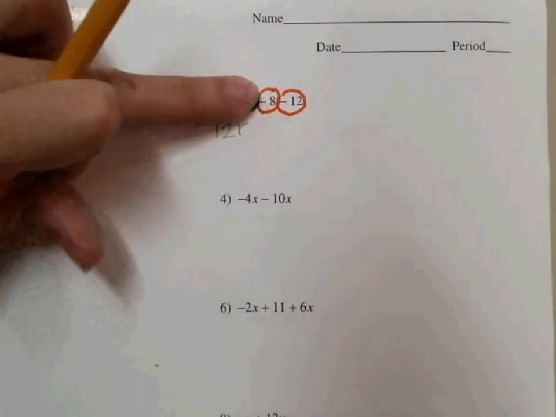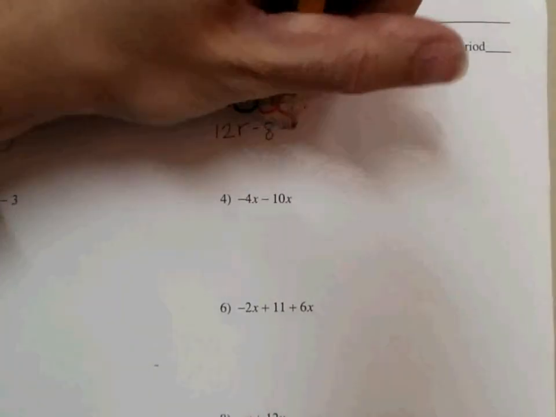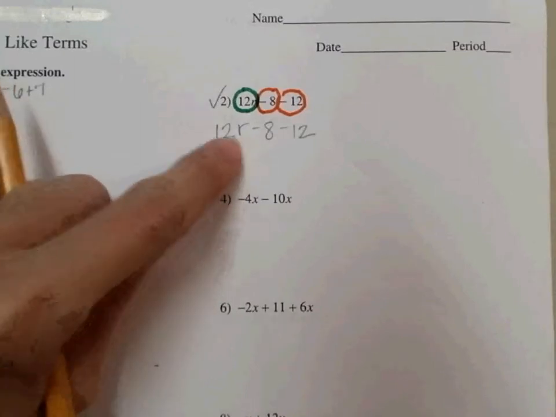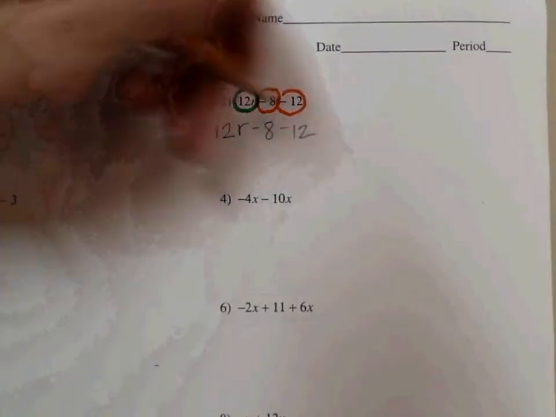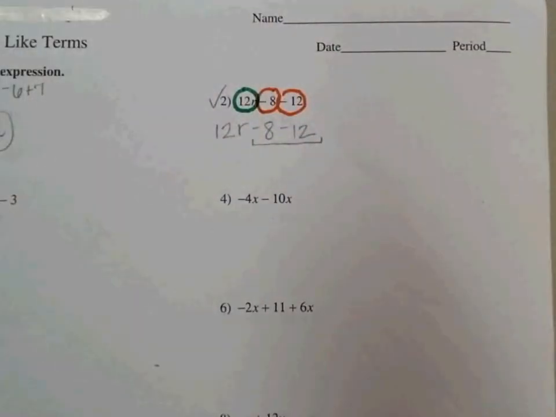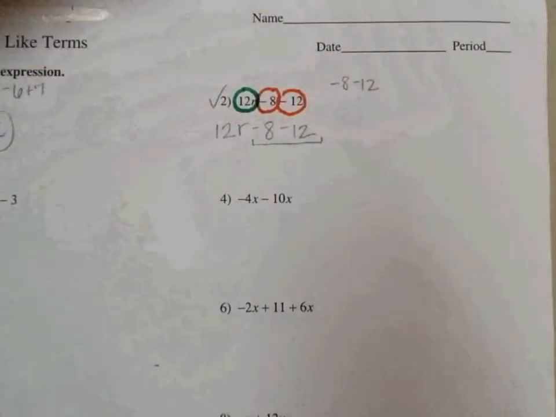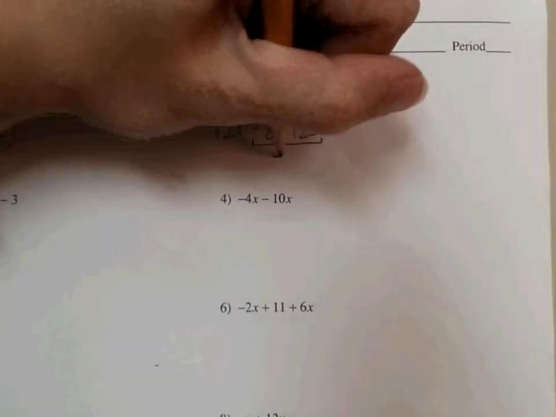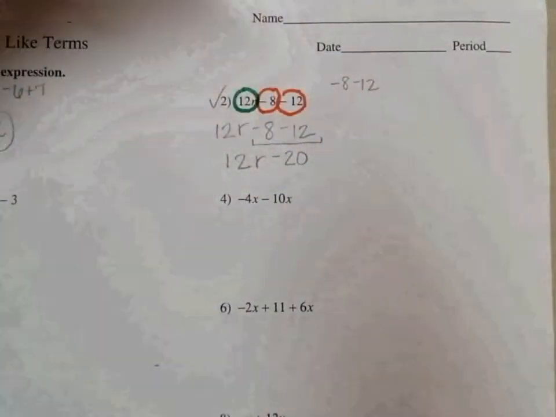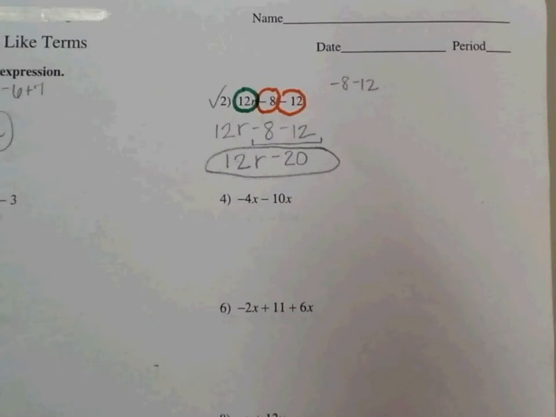So I've taken care of this. Now I'm just going to read from left to right, negative 8 minus 12. I have 12 r's here. I have no other r's to combine this with, so I'm going to move on and combine negative 8 minus 12. If you put in your calculator negative 8 minus 12, you're going to get negative 20. So I have 12 r's minus 20 for my simplified expression.